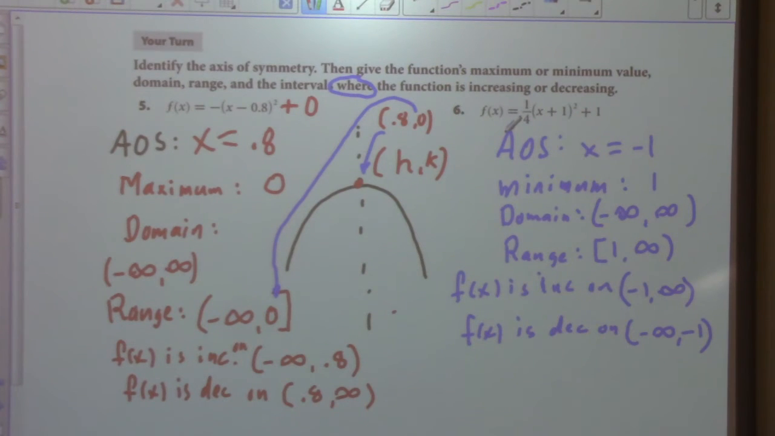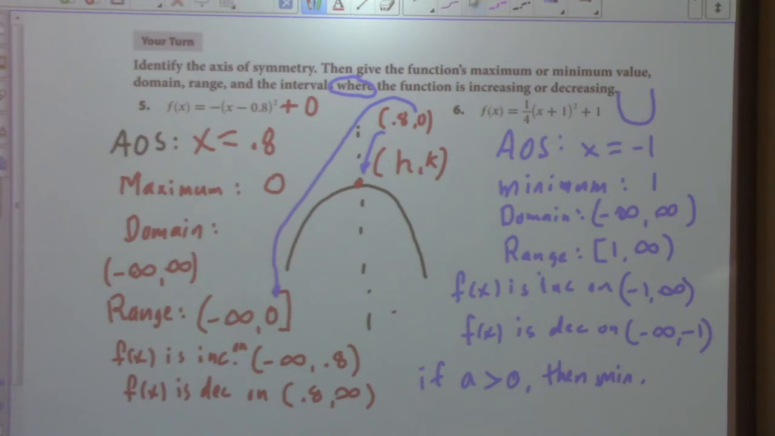Mr. D, yes. How do you know if it's maximum or minimum? Okay, maximum or minimum has to do with a. If a is greater than 0, then you have a what? You have a minimum. It's positive, so the minimum. Because if a is greater than 0, in this case 1/4, that means you have something that looks like this.